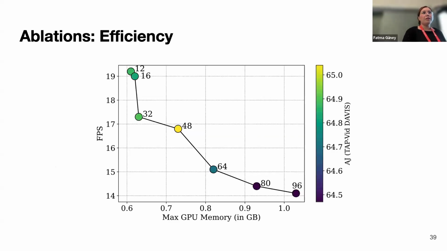So one of the claims that I had in the beginning was efficiency, right? Here we show the frames per second with changing memory sizes on the x-axis. As you might expect, large memory sizes help with performance. The color shows the performance, by the way. The darker, the better. But it also decreases the frames per second, right? As you use larger memory, you will be slower. That's what this plot tells us.